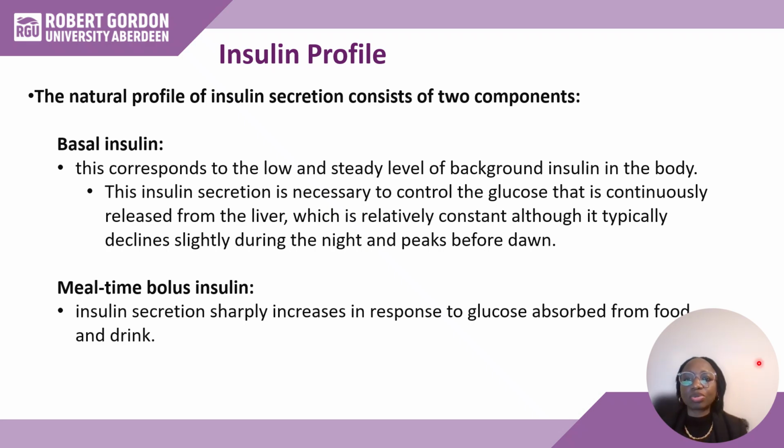Okay. So when it comes to the insulin profile, the natural profile of insulin secretion consists of two components. First is the basal insulin, which represents the constant low-level background secretion that controls glucose released by the liver throughout the day and night. The level dips slightly overnight and then rises before dawn. The second component is the mealtime bolus insulin, which increases sharply in response to carbohydrate absorbed from food or drink. Together, these two components form the physiological insulin profile we aim to imitate in type 1 diabetes management.